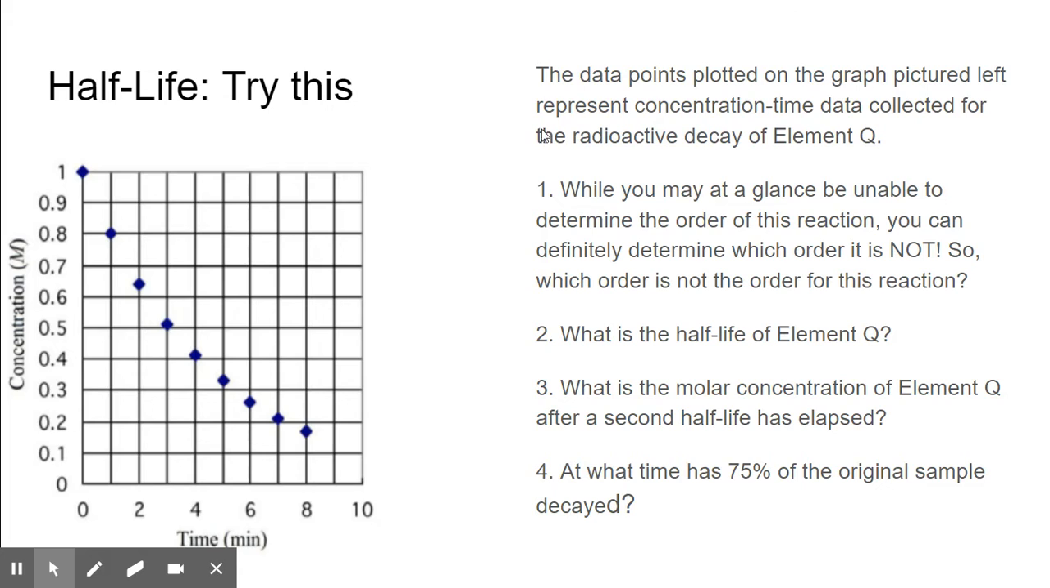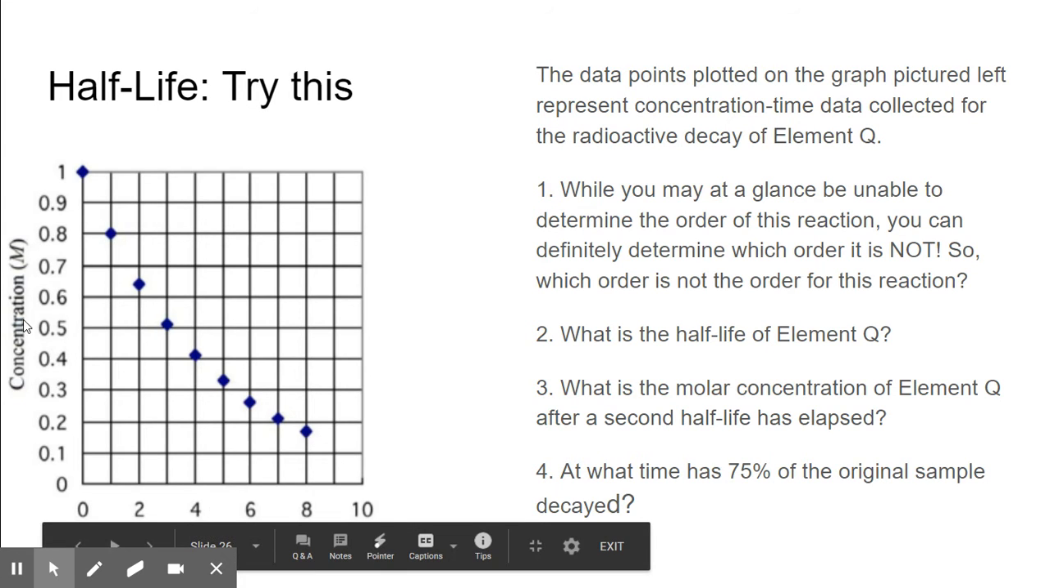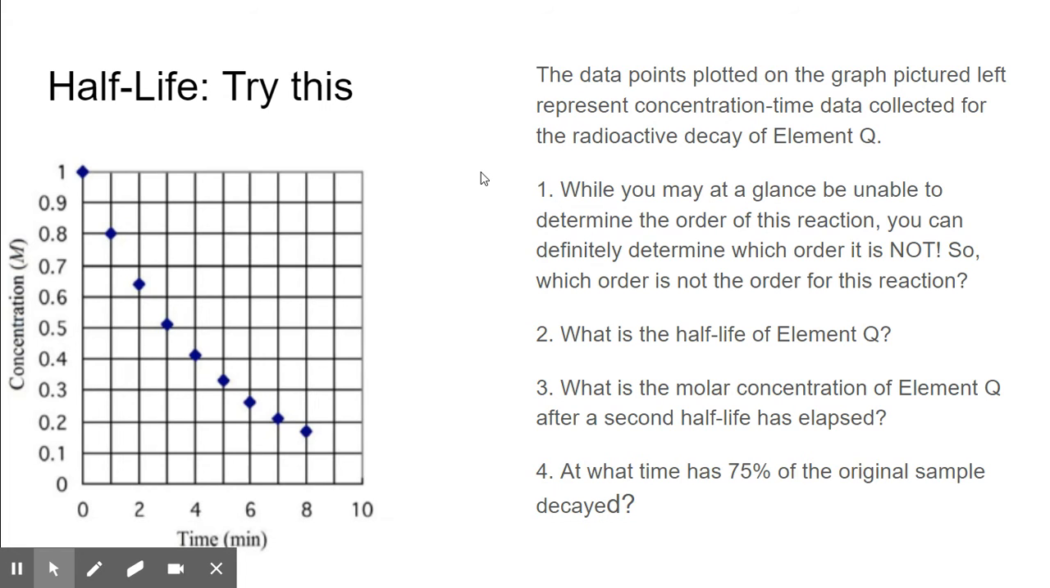So here we go. The data points plotted on the graph at left represent concentration-time data collected for radioactive decay of element Q. While you may at a glance be unable to determine the order of this reaction, you can definitely determine which order it is not. So which order do you think it is not? Well, if you look at it, it's not a straight line. It's concentration versus time. If it was a straight line in concentration versus time, that would mean it was zero order. So it's definitely not zero order.